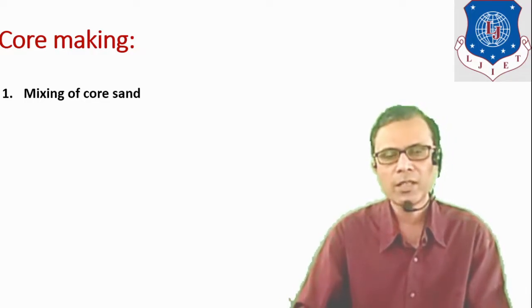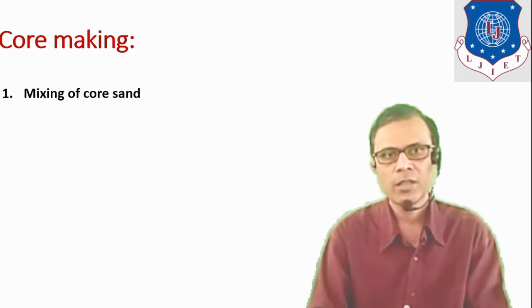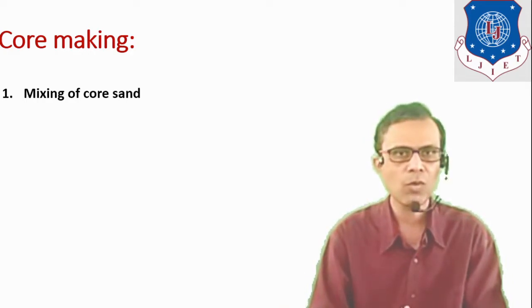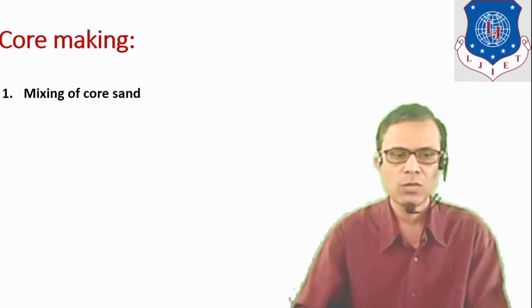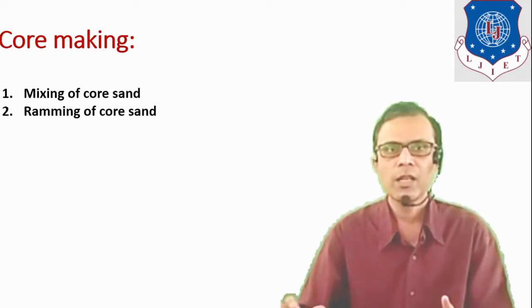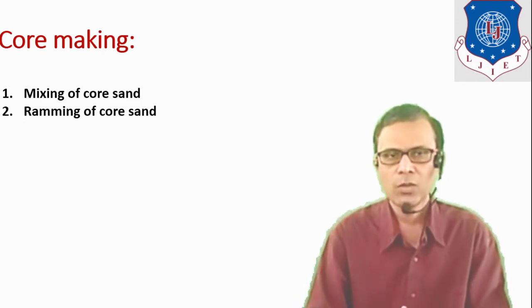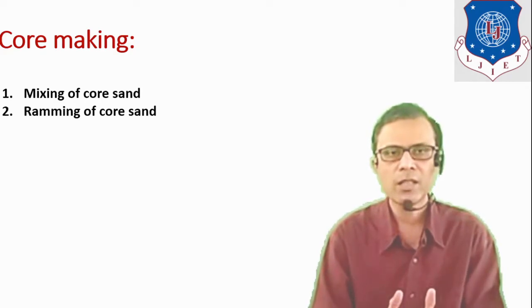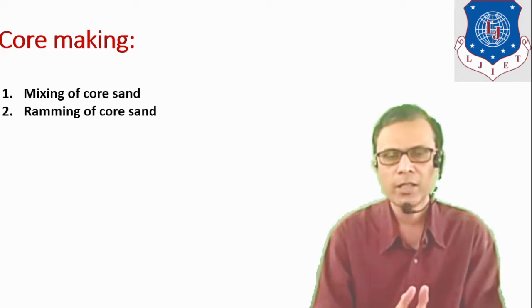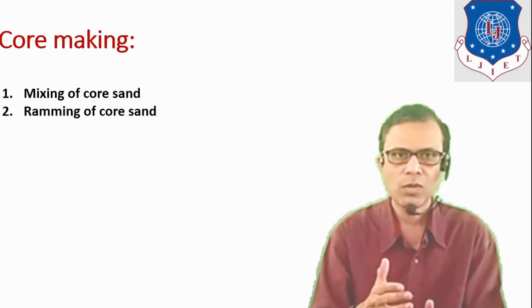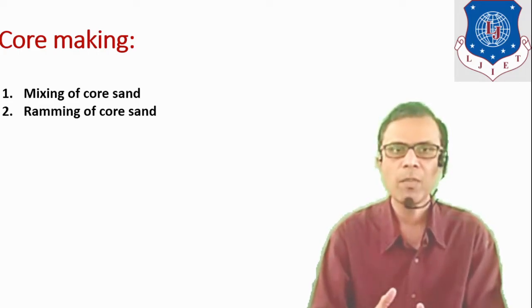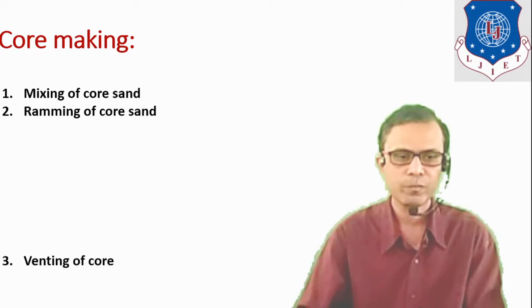Some binding materials are used nowadays. Some synthetic binding materials are also available, like resin, and linseed oil is the most generally used binding material. So mixing of core sand is done properly. The next step is ramming of core sand. To distribute all the sand particles properly, it is necessary to ram it. So the next stage is ramming of the core sand.